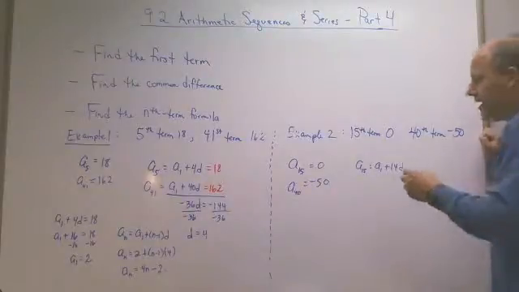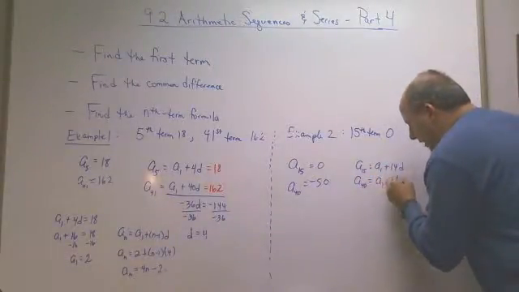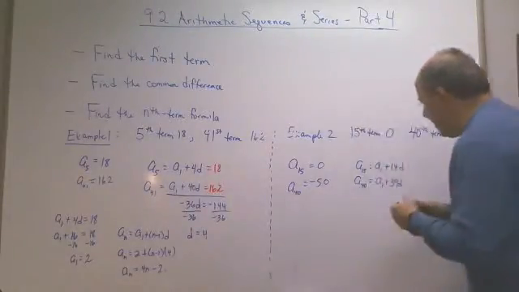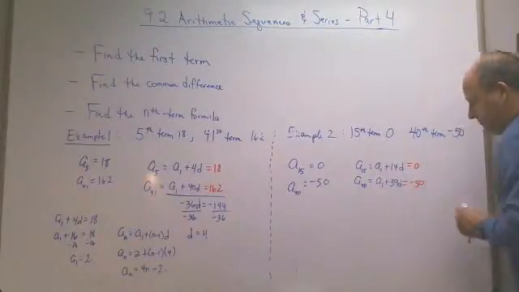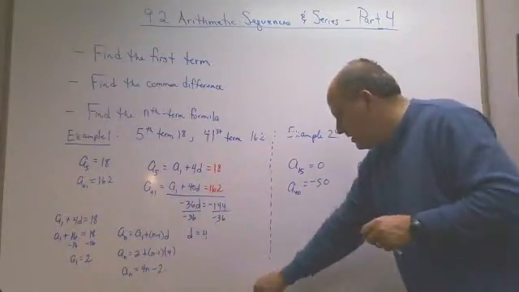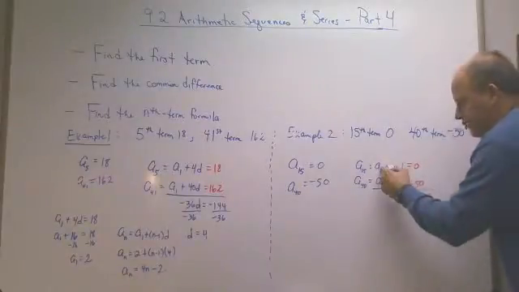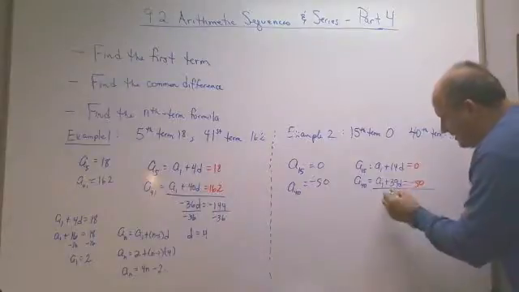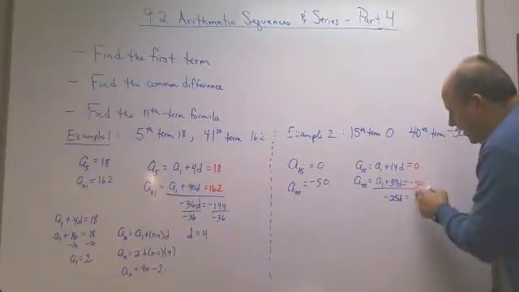15 minus 1. And then the 40th term is a sub 1 plus 39D, 40 minus 1. Now remember, that is equal to 0, and that is equal to negative 50. So then the trick, you subtract the equations. A sub 1 minus a sub 1 goes away, and then 14D's take away 39D's is a negative 25D's. And then 0 take away negative 50.